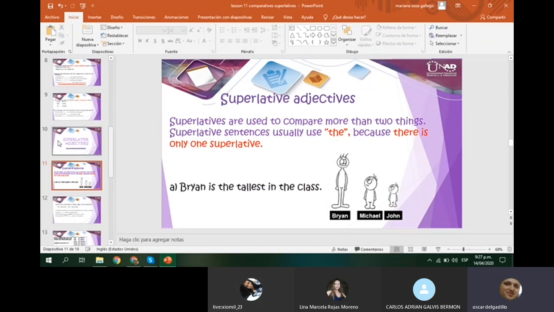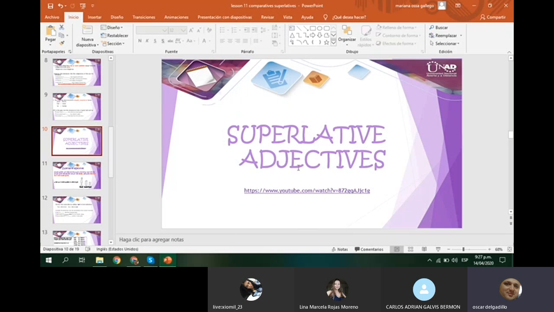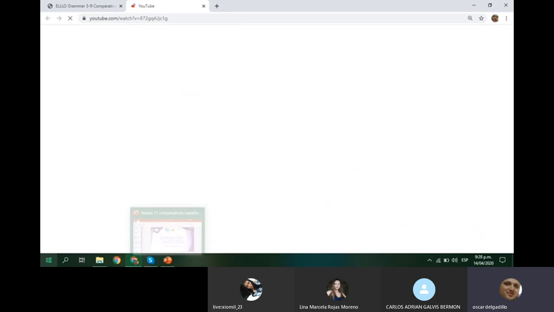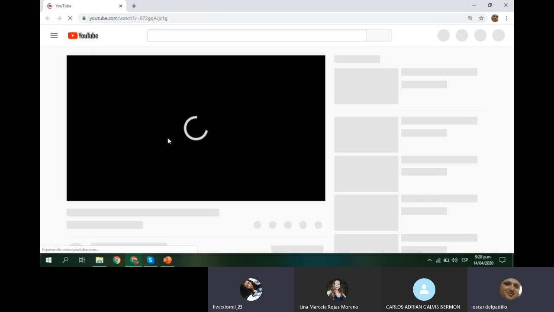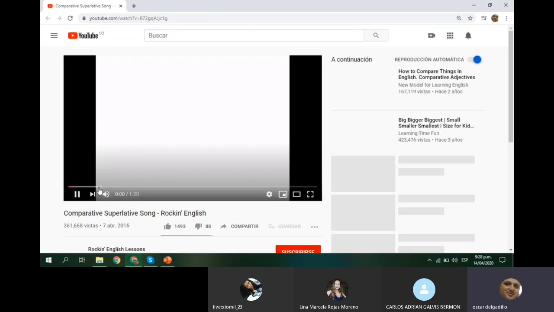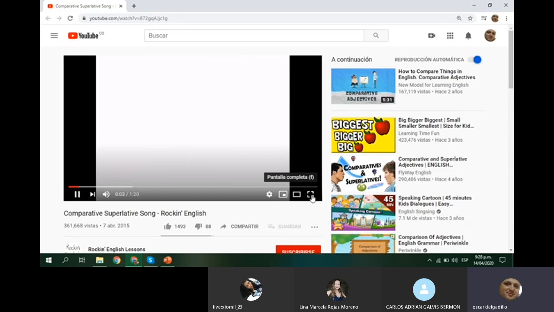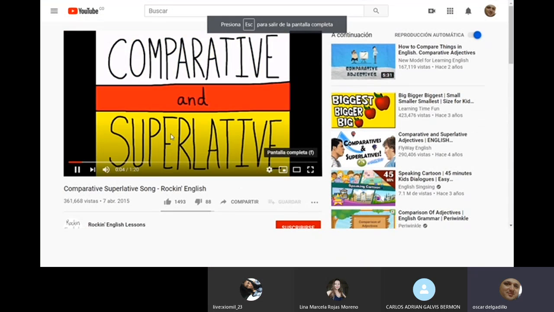Okay, now we are going to talk about superlative adjectives. We have similar rules, okay? Comparative and superlative adjectives have similar rules to create the adjective. This is a song about comparatives.